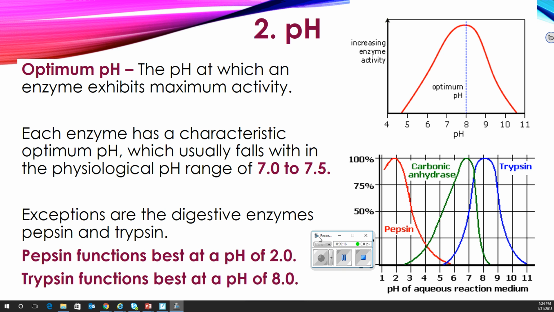So we just went through this. I just put it down here. Trypsin functions best at 8. Pepsin functions best at 2. These are digestive enzymes. They're exceptions to the rule.